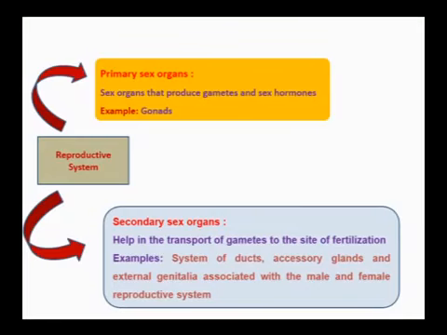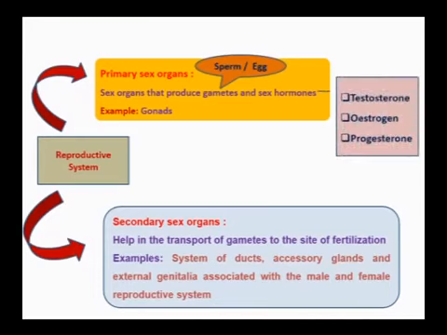Primary sex organs are those that produce gametes and sex hormones. Sex organs that are concerned with the production of gametes and sex hormones are called primary sex organs. Examples would be gonads. The male gonad is called testis and the female gonad is called ovary. Testis are the male gonads which are concerned with the production of a male gamete called sperms or spermatozoa and secretion of a male sex hormone called testosterone. So testosterone is very much essential for the expression of secondary sexual characters in males.